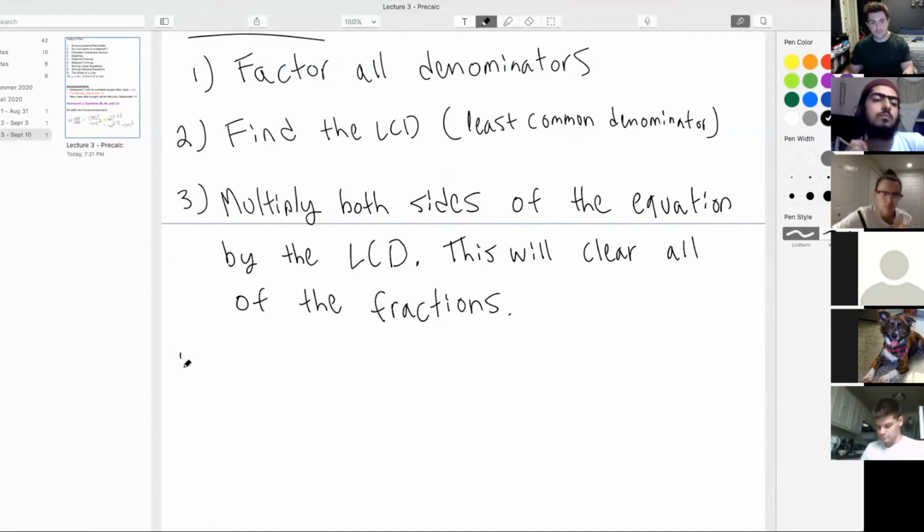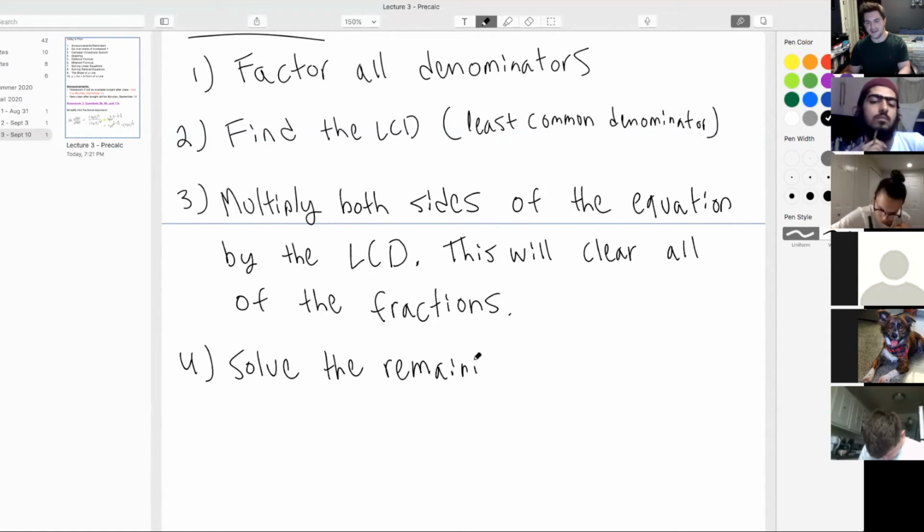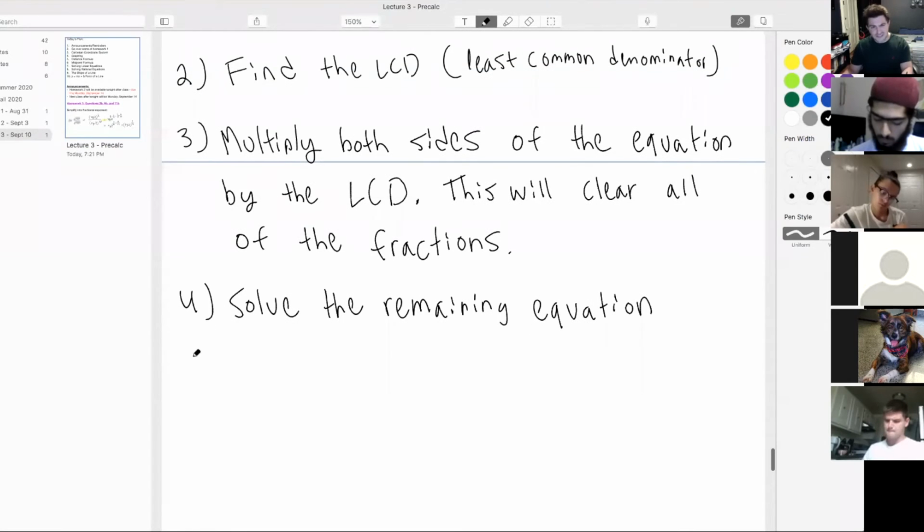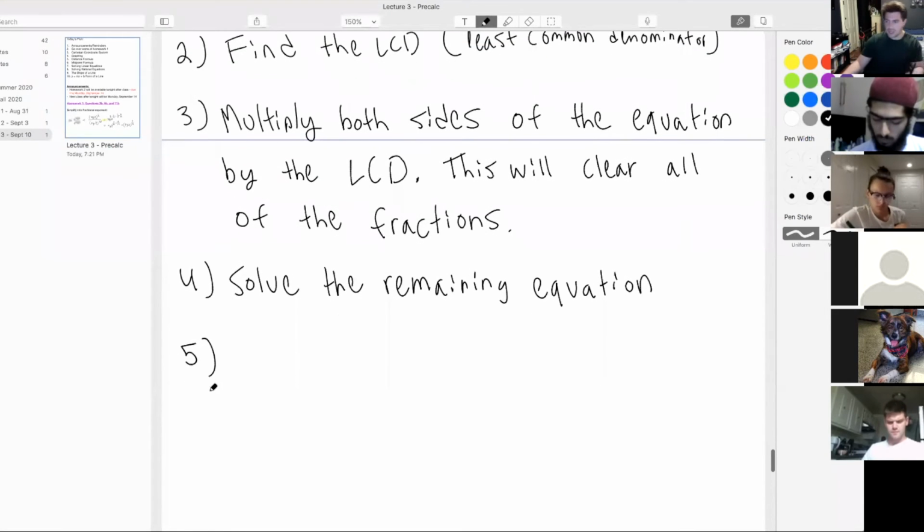All right? So solve the remaining equation, okay? So basically, we reduce this down to just solving a linear equation like before. All right, that was the point of multiplying by the LCD. All right, and just a very important step here.